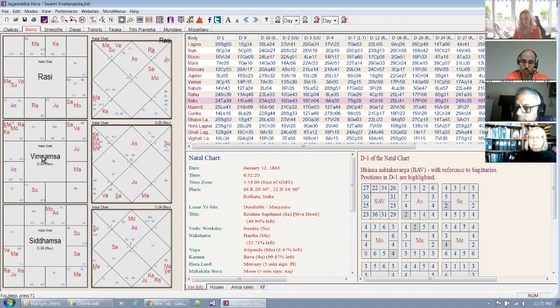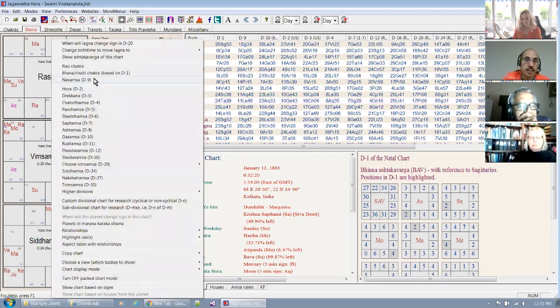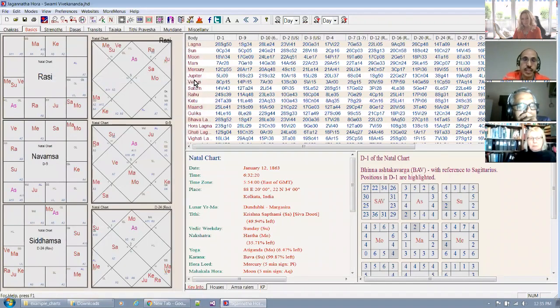So like this, you can see the links between various divisional charts. And now let's see the Navamsha chart. In the Navamsha chart of Vivekananda, where is Venus, the Karaka of marriage? Pisces 14. So Venus is at 14-degree Pisces.